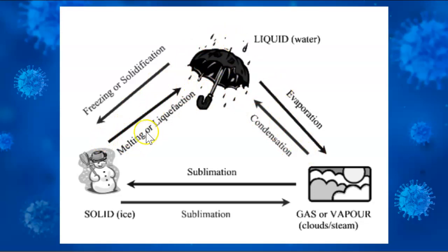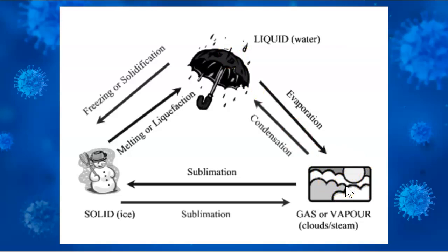These are changes of state that we usually see, and usually we associate that with water. So for example, we have snow here, so that's solid water. We've got liquid water here, and then we've got clouds or steam as gaseous water, all right?